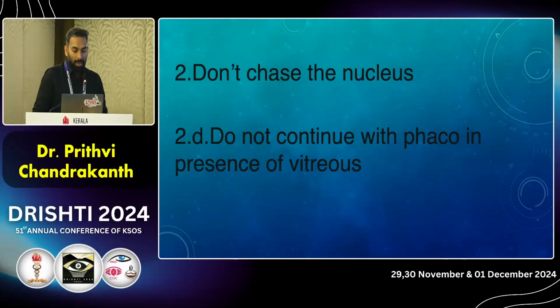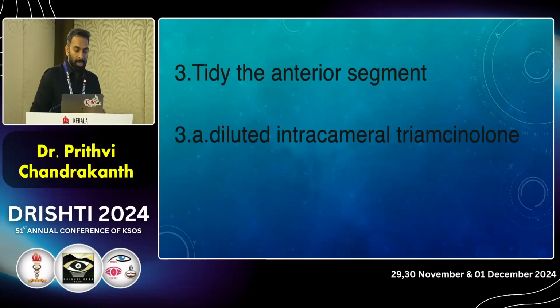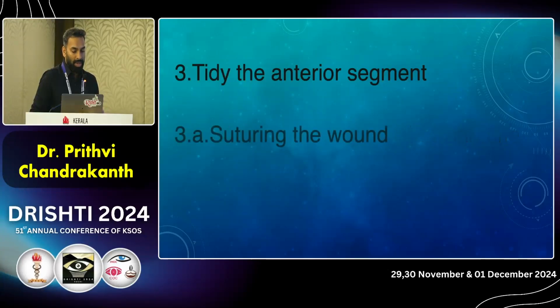Do not continue with the phaco in the presence of vitreous, because the phaco probe has aspiration; it doesn't cut the vitreous, it just aspirates and pulls it. So we need an antivitrectomy cutter, which can actually cut the vitreous. Have the maximum cutting rate available on your machine and use that for the vitrectomy, with low vacuum and low infusion pressure. Another thing is you can also use intracameral triamcinolone to find out if there is vitreous in the anterior chamber, and try to use an anterior cutter.